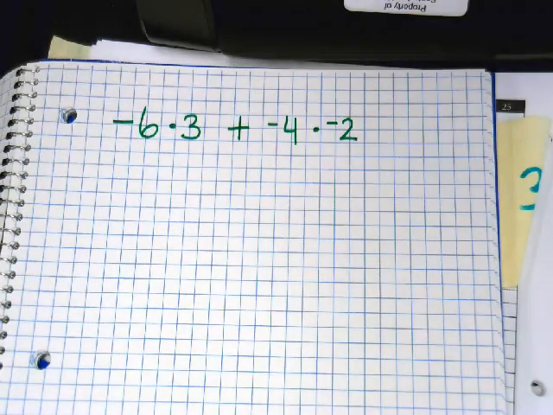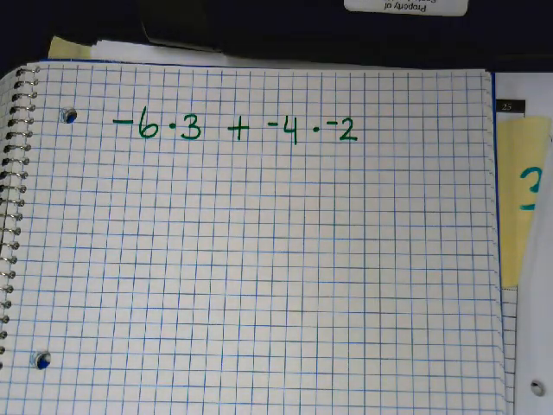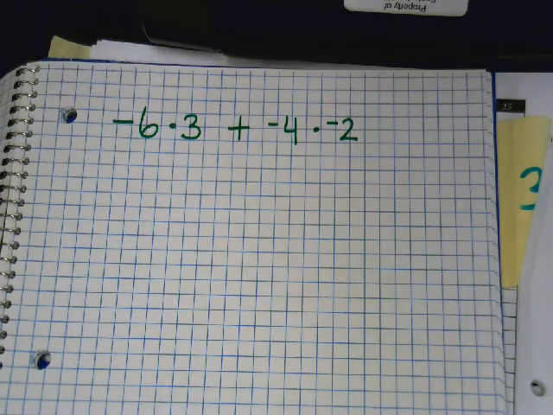So what is the difference between a 7th grade problem and a 5th grade problem? Putting negatives in. That's the only difference. So this is now a 7th grade problem.